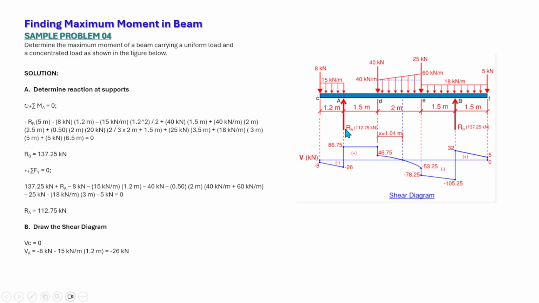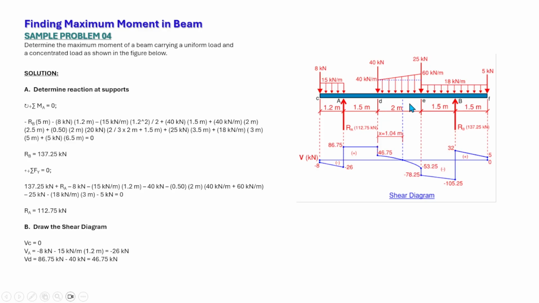86.75. So from point A to D, there is no load, so our shear diagram is constant. Meaning, if you take a section at any point between A and D, the shear is 86.75. So at point D, that is 86.75 minus 40 kilonewtons, that is equal to 46.75. So we have here at point D, 46.75.